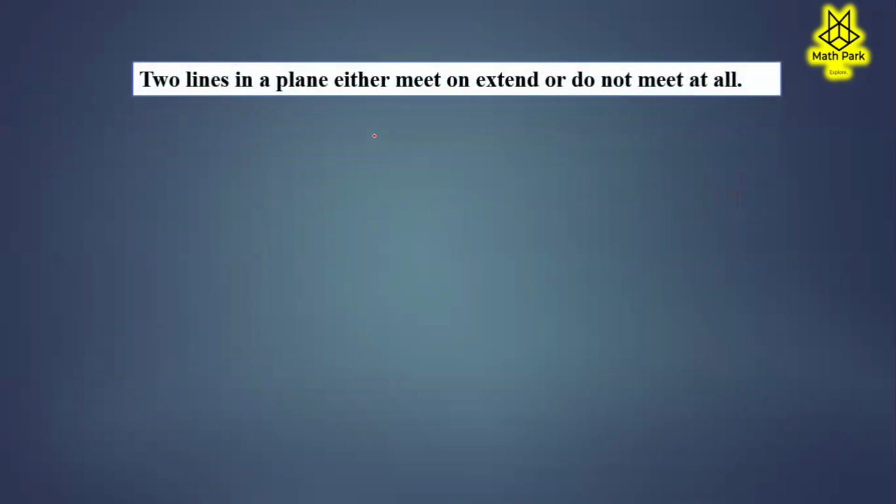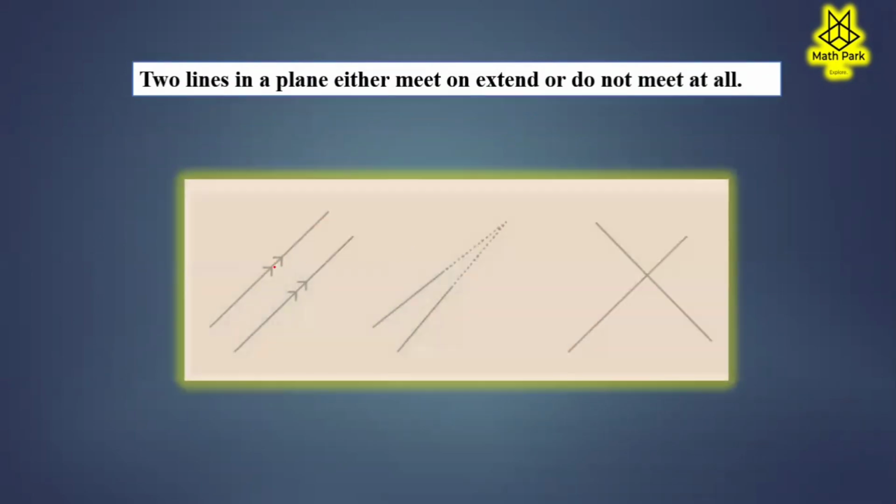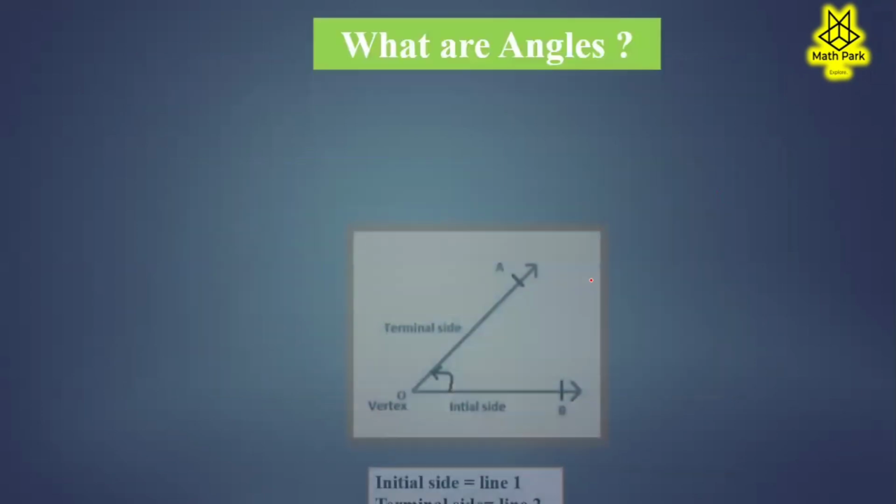Two lines in a plane either meet when extended or do not meet at all. If these are the lines, see, these arrows say they do not meet and they are parallel to each other. The lines which do not meet are called parallel lines. We are going to learn more about parallel lines in the next video. We have also done videos on parallel lines. These lines, when extended, are meeting, and these are intersecting lines. We're going to learn about the angles formed by intersecting lines and parallel lines in the next video.